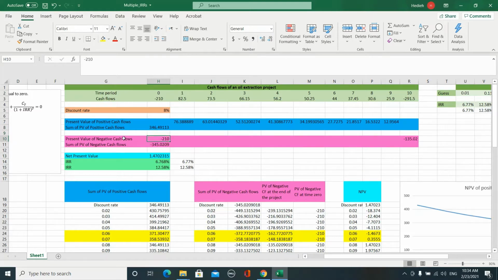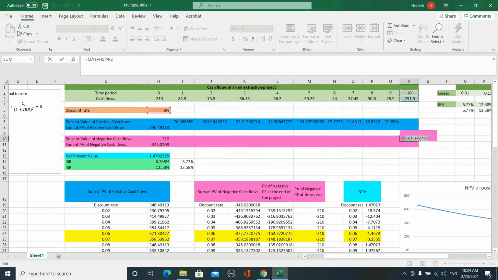Now I find the present value of negative cash flows. My first negative cash flow happens at time 0. It's minus $210 million. So the present value of a cash flow that happens at time 0 is exactly equal to that cash flow because it doesn't get discounted. Another negative cash flow that I have happens at time 10. In order to find its present value, you just divide that cash flow.